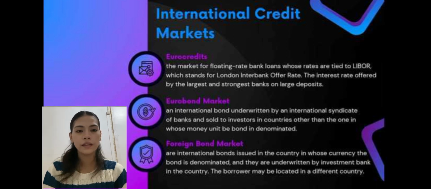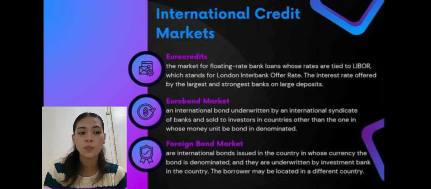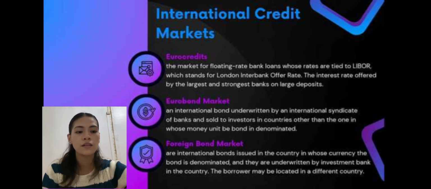Next is the Eurobond market, an international bond underwritten by an international syndicate of banks and sold to investors in countries other than the one in whose money unit the bond is denominated. For example, US dollar-denominated Eurobonds are not sold in the United States. These bonds are usually issued in bearer form, which means that the investor's identity is not registered and thus is not known. Interest is claimed through a coupon which is presented for payment at one of the designated payer banks.